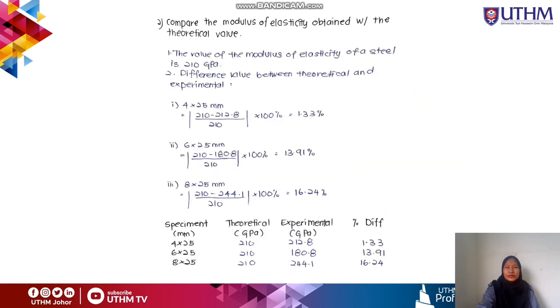Next, we compare the modulus of elasticity obtained with the theoretical value. To get this, we subtract the experimental value from the theoretical value, divide it by the theoretical value, and multiply by 100%, and then we get the percentage of difference of experimental from theoretical.